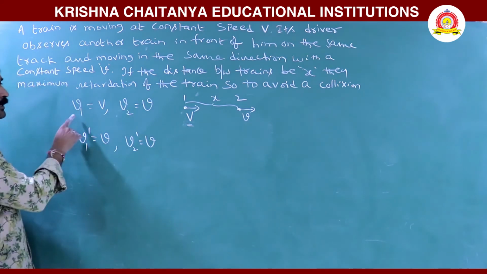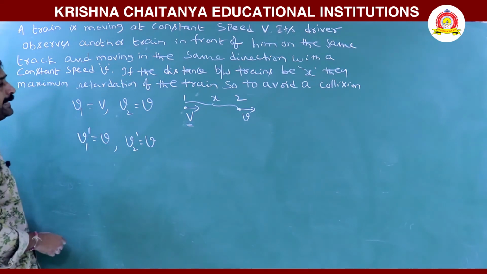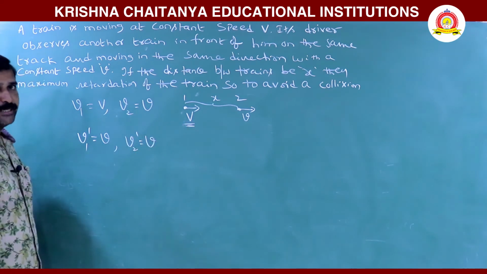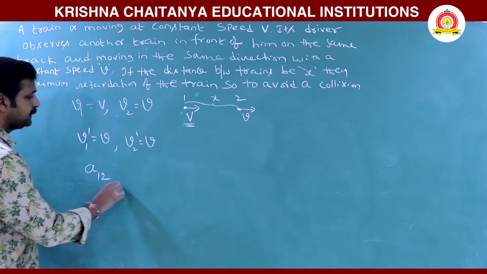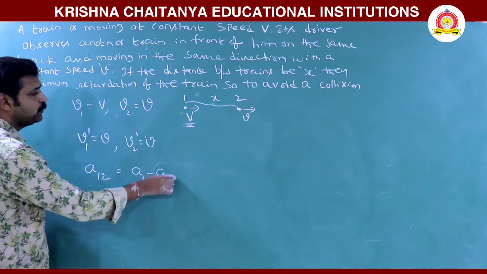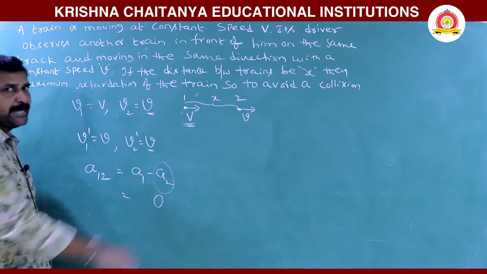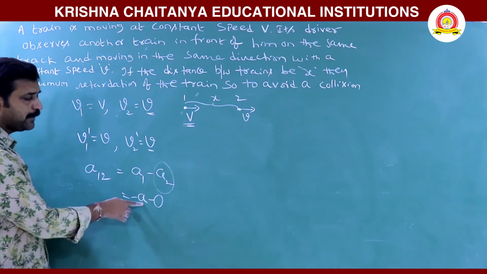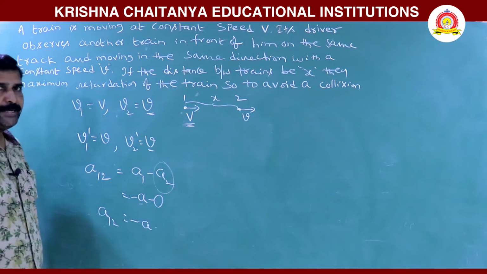What are the initial speeds relatively, the final speeds relatively, and what is the acceleration? What is the retardation for the first train? The retardation of the first train with respect to the second train is a1 minus a2. Since the second train is moving with constant speed both times, its acceleration is 0. The first train is having some retardation, so it is minus a. So, retardation of 1 with respect to 2, we can take as minus a.